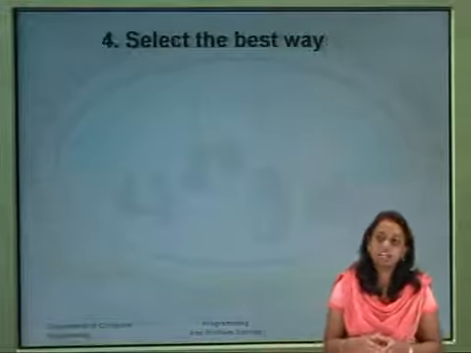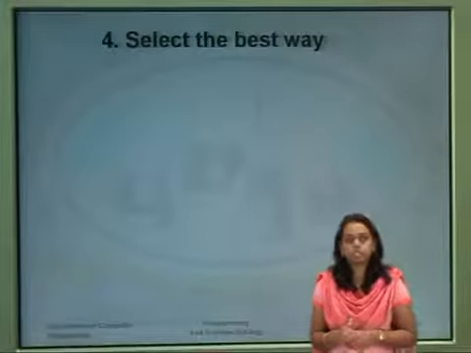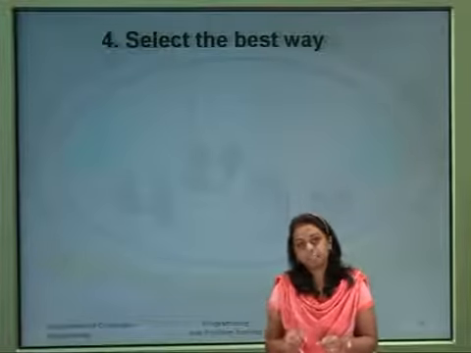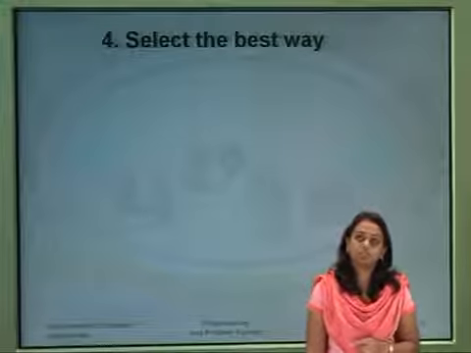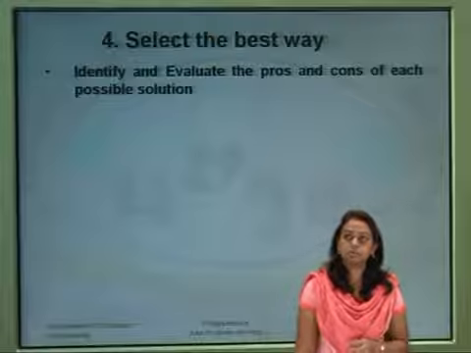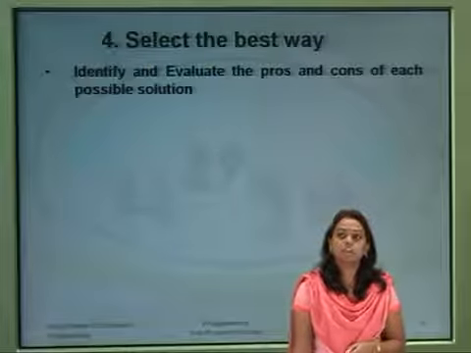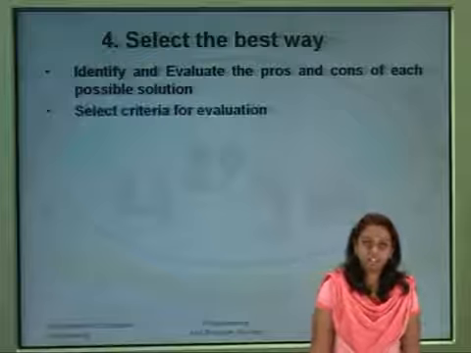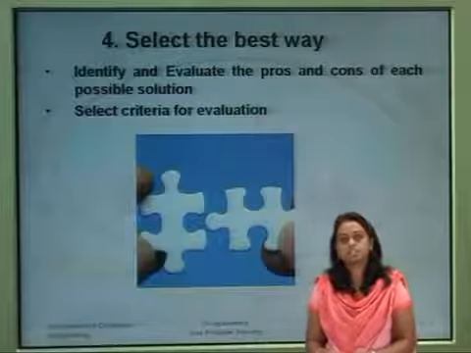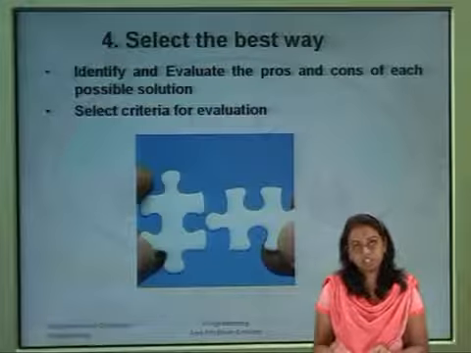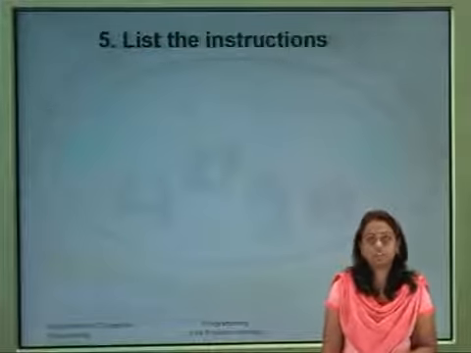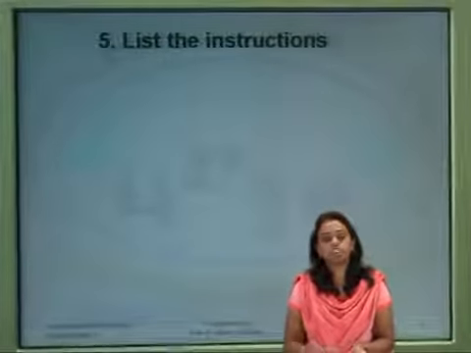Now, whenever you have listed down the alternatives, we need to select the best way out of it. This can be done by listing down the pros and cons related to each point. Identify and evaluate the pros and cons of each possible solution. Select the criteria for evaluation, and then you can select the best way out of it. Once the best way is selected from the list of alternatives, we can move ahead and list down the instructions for that particular problem.